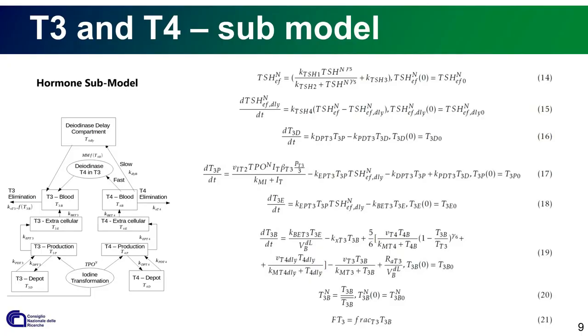In this slide, we have the T3 and T4 submodel, composed by 15 equations, part in this slide and part in the next slide. We have the TSH-FN, that is the TSH effect on the secretion and production of the hormone. TSH-F delay N, that is the previous variable but delayed. And now a series of equations that are equal for both the T3 and the T4. The formulation for T4 is in the next slide.